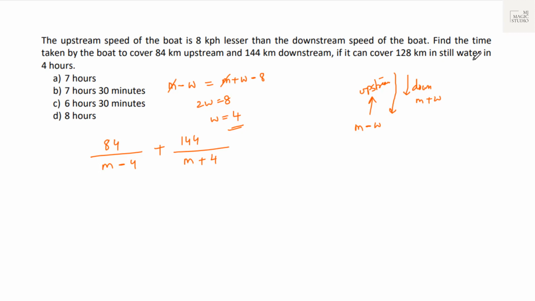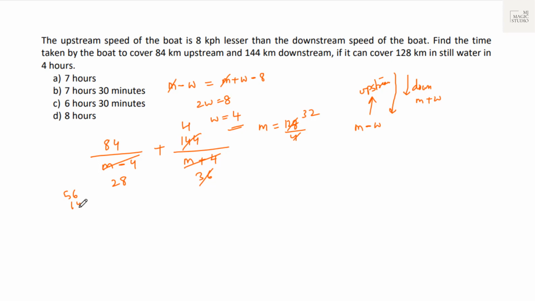If it can cover 128 km in still water in 4 hours, that means m is 128 by 4, that is 32. The value of m, or the speed of boat in still water, is 32. We can put m equals 32 here and solve. 32 minus 4 is 28. And 32 plus 4 is 36. So 144 by 36 will be 4 hours.